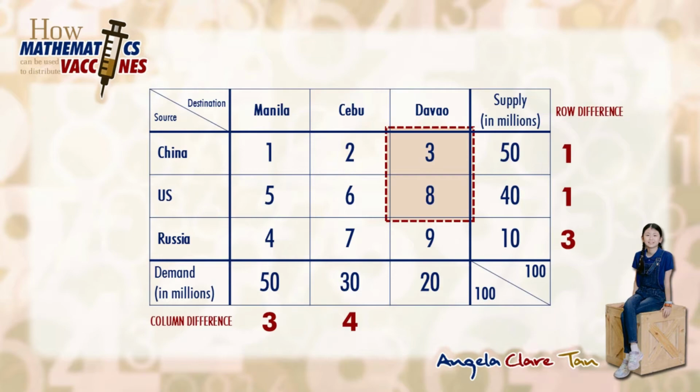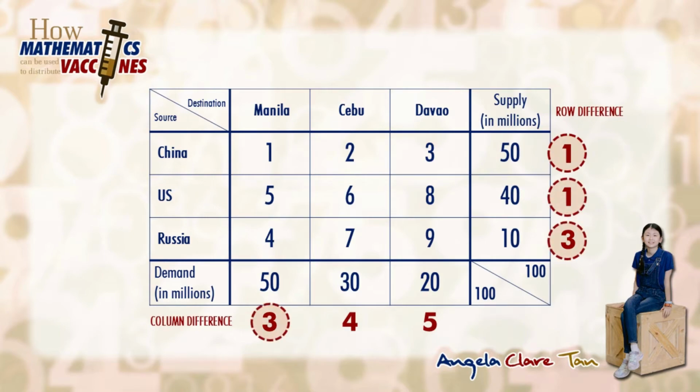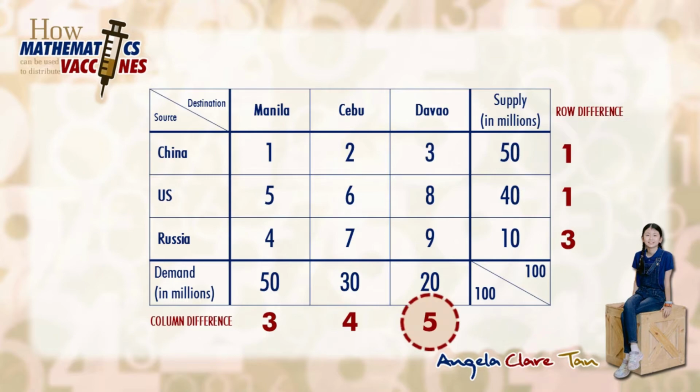For the third column, the least value is 3, and the second least value is 8. 8 minus 3 equals 5. We write 5 in the column difference. From the values in the row difference and column difference, we select the biggest number. In this example, we have the numbers 1, 1, 3 for the row difference and 3, 4, 5 for the column difference. Since 5 is the biggest number, we select 5.